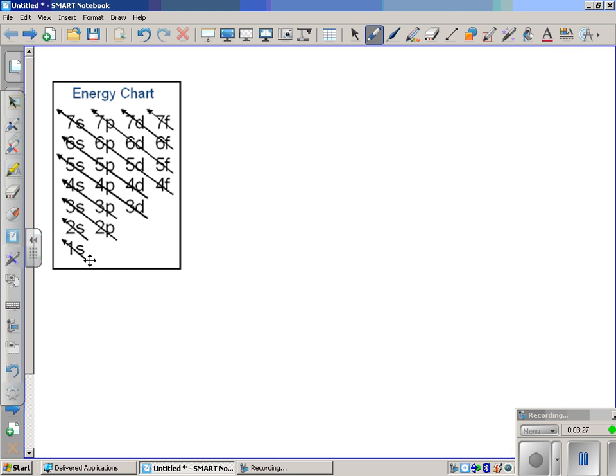So one of your practice problems, let's go ahead and do one of those together. The first one that's there is aluminum. So first thing you have to do is figure out how many electrons aluminum has. So look at its atomic number. Whatever its atomic number is, how many electrons it has as well, even though that's the number of protons, because it would have to be equal for it to be a neutral atom. So I have 13 electrons.